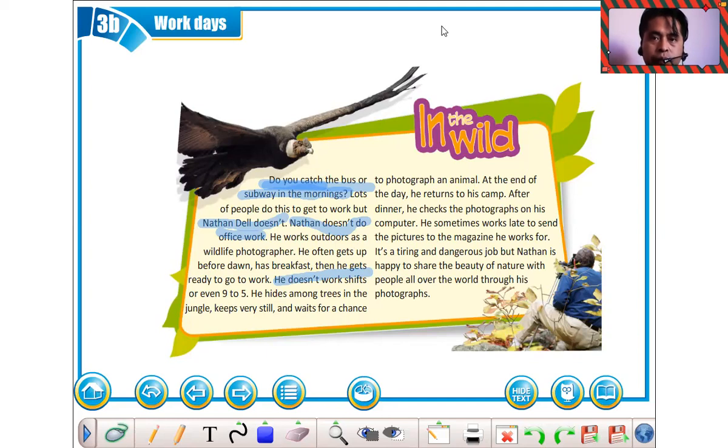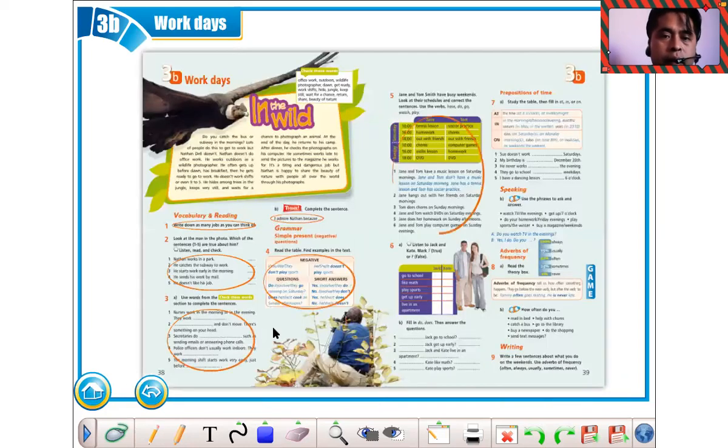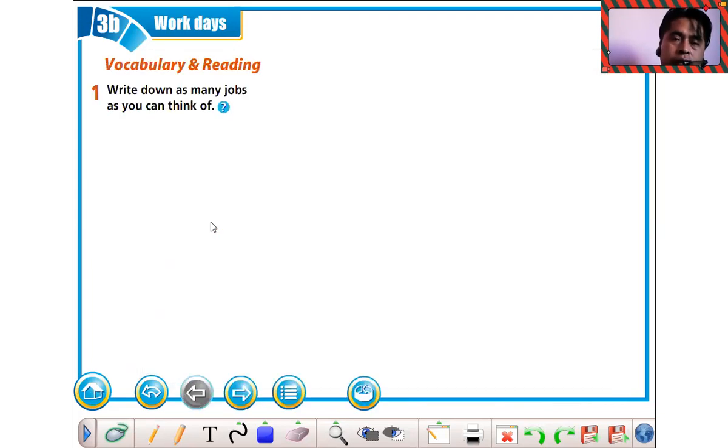Okay, let me see. I'm going to raise all my lines. Okay, and now again, I have my text. In order to continue working, we're going to move on to vocabulary and reading. Okay, let's wait for this to load.